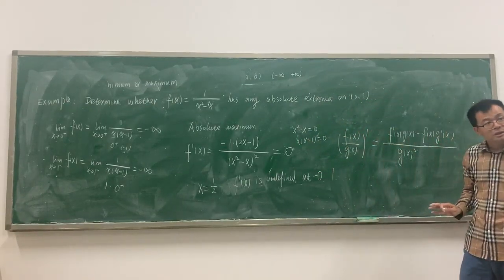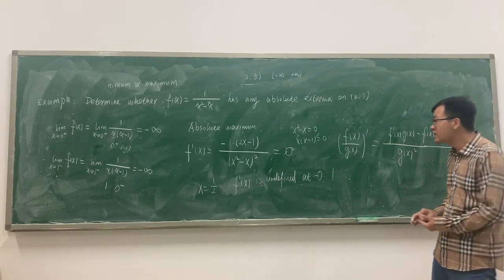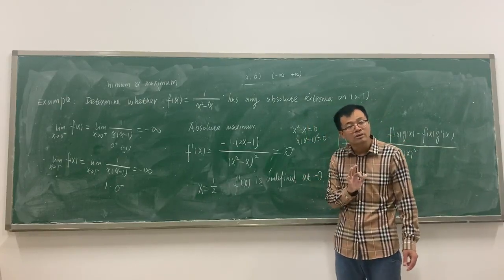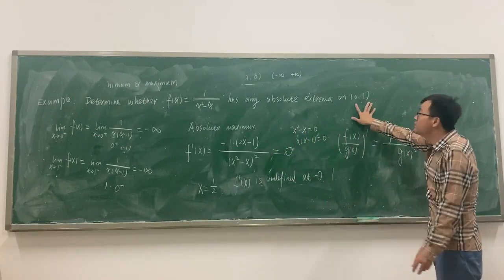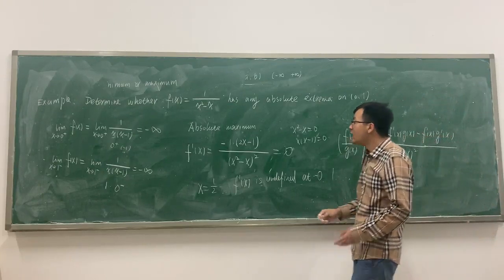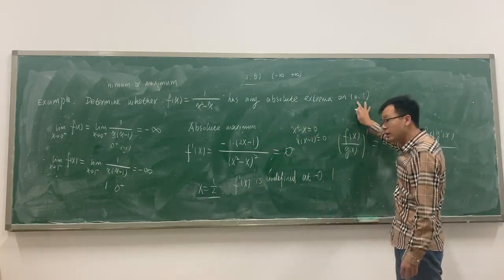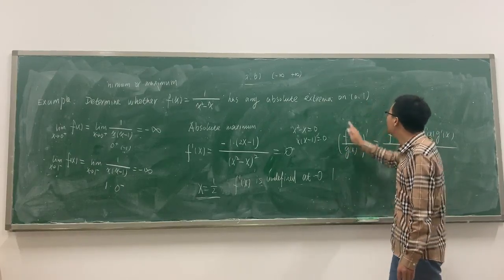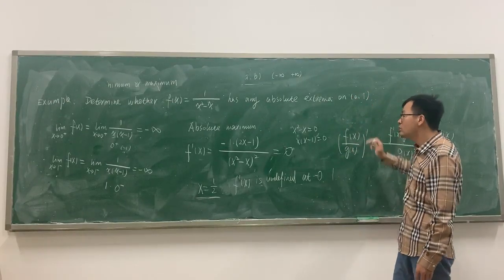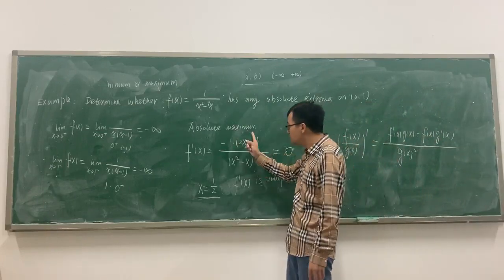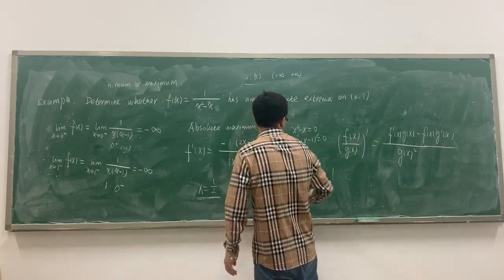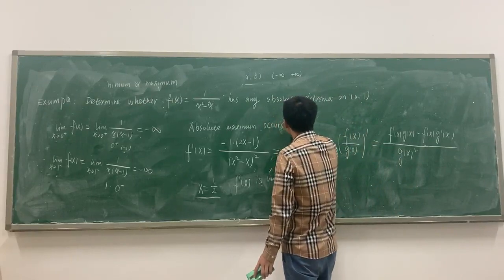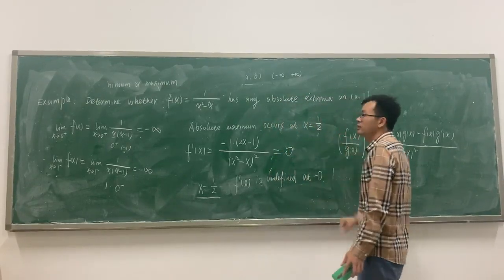So we have 3 critical points: the first is 1/2, the second is 0, the third is 1. But just this critical point is in this interval. 0 does not belong to this interval, and 1 does not belong to this interval, because the interval is open. So here it means the absolute maximum occurs at x equals 1/2.